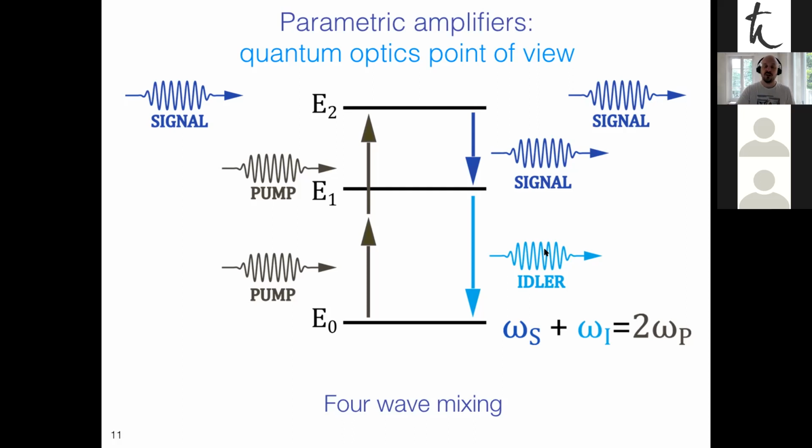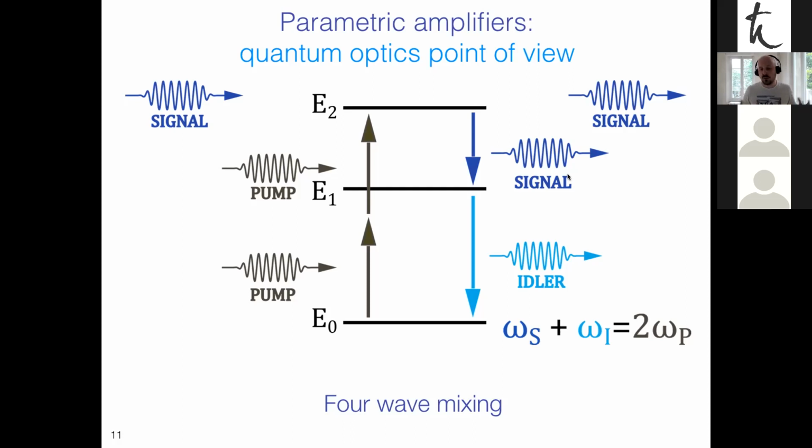This idler photon is just here because basically you need to fulfill energy conservation. There is no magic here. If you have 2 pump photons and 1 signal photon, basically you need an idler photon, a complement photon, to make sure that you fulfill energy conservation. This process is called 4-wave mixing in quantum optics. And if you look at the net balance between input and output, you see that here you have 1 signal photon, at the output you have 2 signal photons, so basically you have a gain 2 amplifier.